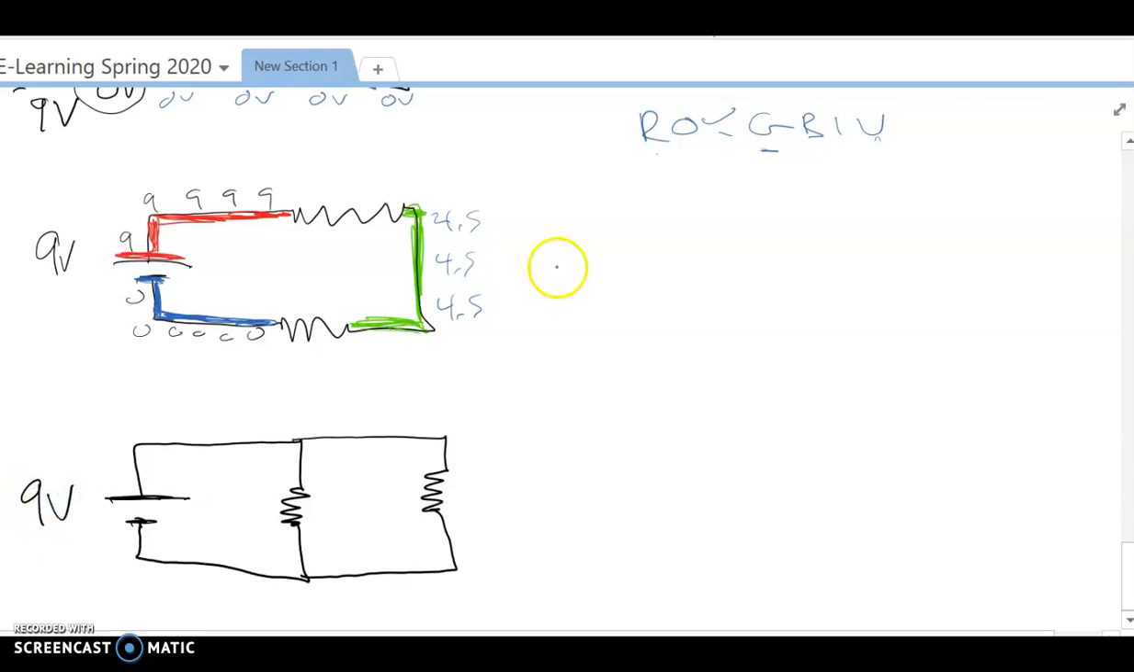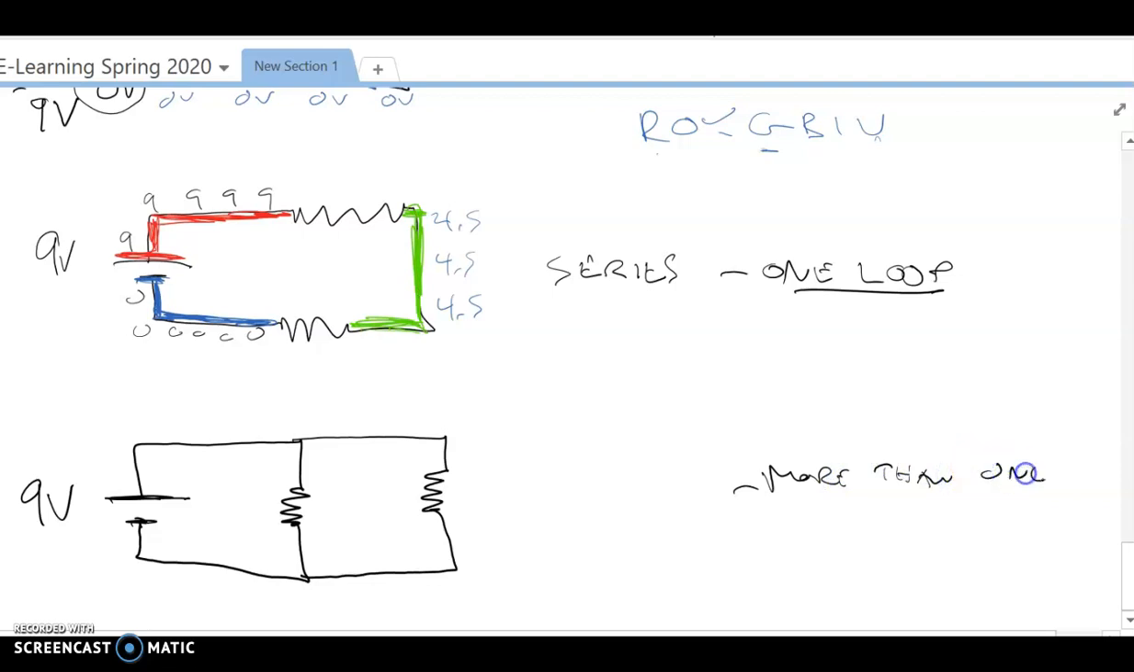Well, this is called a series circuit. The one on top has one loop. Whatever happens in one of those has to happen in the other, as far as current flowing through. Over here, though, you've got more than one loop. See how it can go all the long way around, it can go through here, it can go through there. That's 2 loops. That's called a parallel circuit.